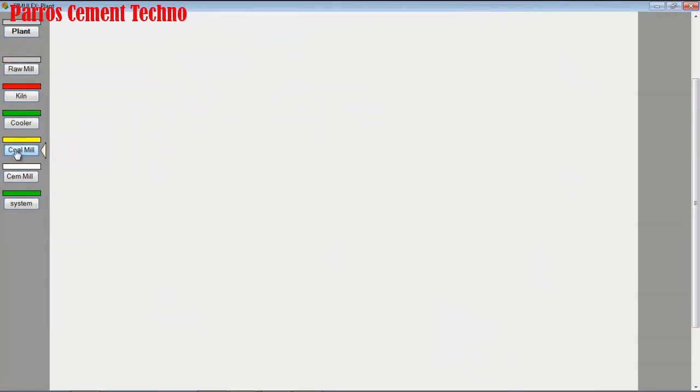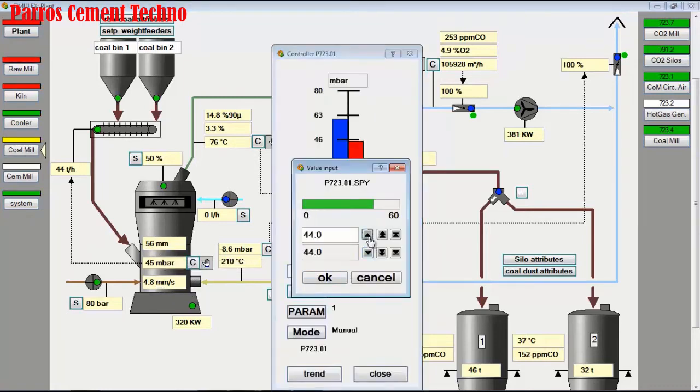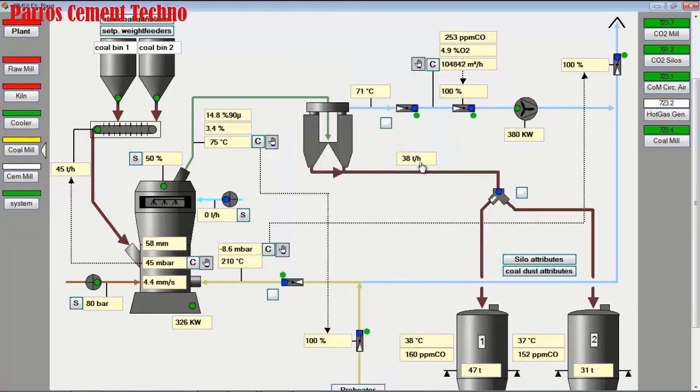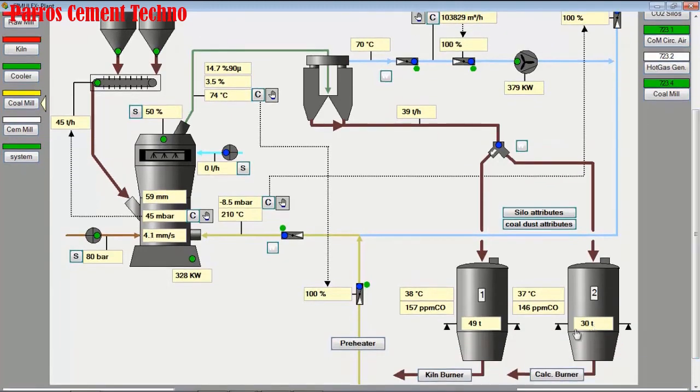We see in the coal mill it's yellow, the mill outlet temperature is 76 degrees Celsius, and the vibration is still 4.8 because the bed material is low. We increased the mill feed from 44 to 45 tons per hour. With a hydraulic pressure of 80 bar and a mill feed of 45 tons per hour, the product becomes 39 tons per hour. We observe the stock of pulverized coal in the bin, which is for the calciner burner 30 tons and the one for the main burner 49 tons.